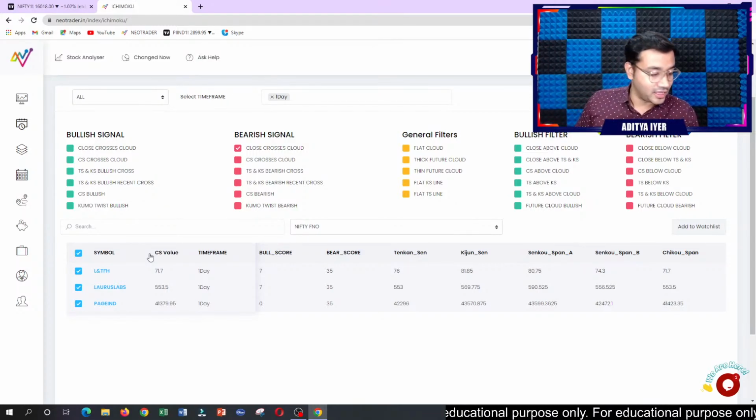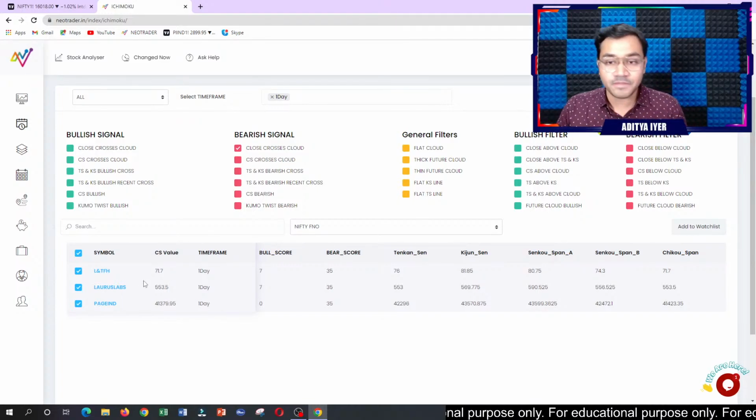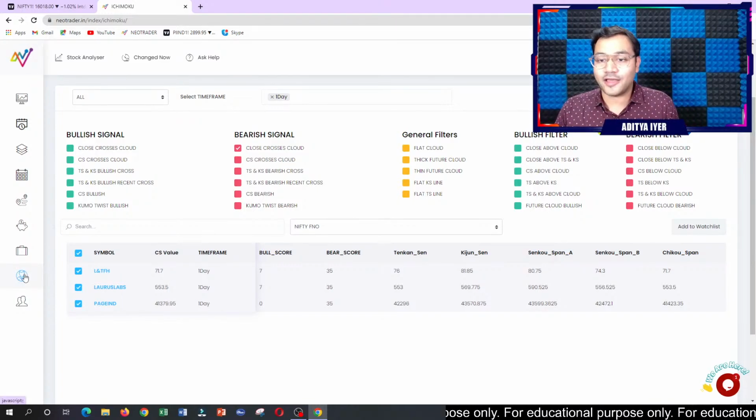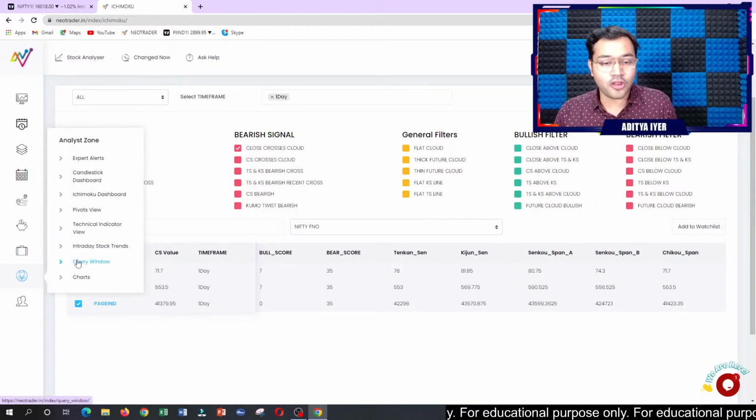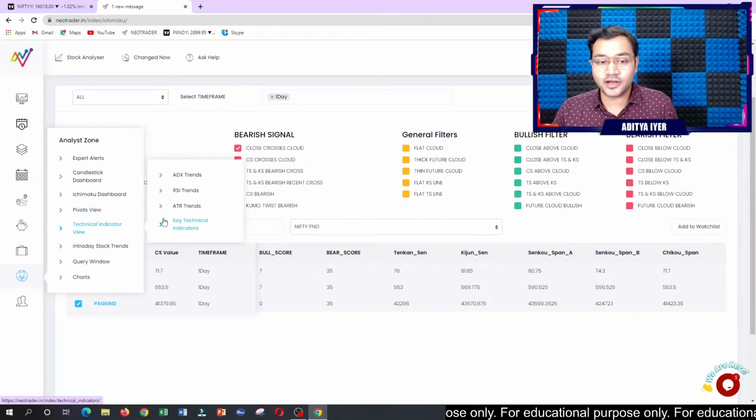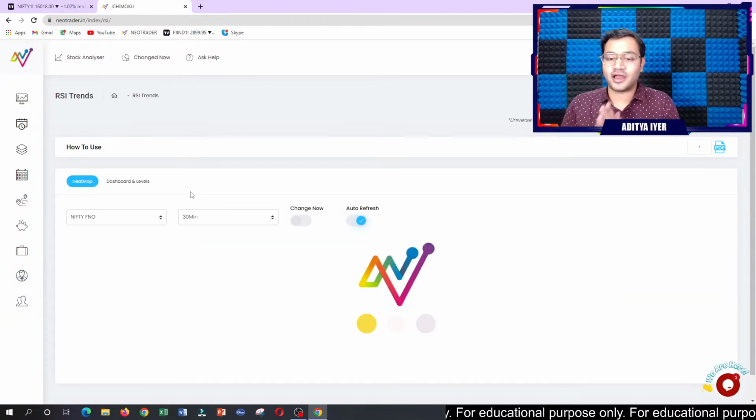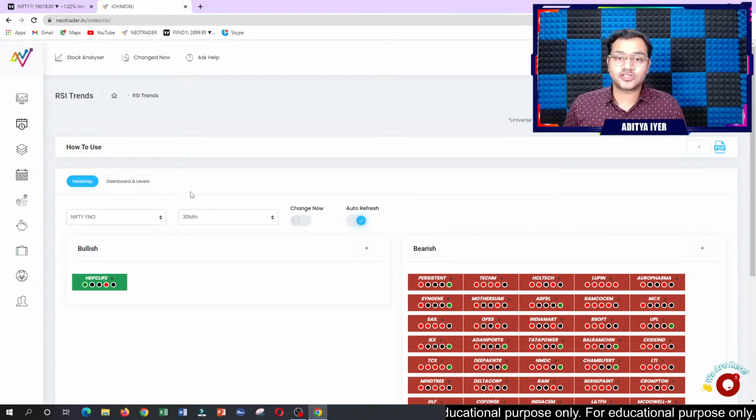So the next thing that I want to see is RSI, right? I know all of you people like to see RSI, and I'm going to go into this page called technical indicator view, and I'm going to choose RSI trends. What happens in this page called RSI trends is that we use a smoothened RSI. We don't use your traditional RSI 70-30 or 60-40. We take your traditional RSI, right? And we add an element of smoothing.